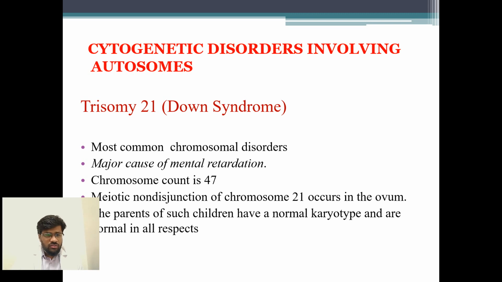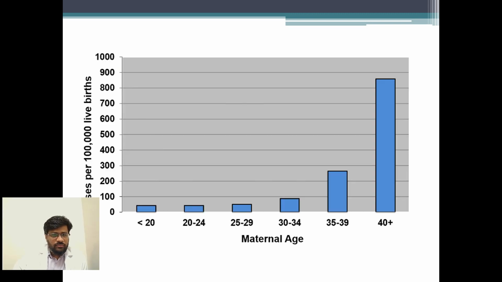It occurs in the ovum. Both of the parents of such children have a normal karyotype and they are normal in all other aspects. So there is a problem in the ovum, which comes into the daughter cell. This graph shows that as the maternal age increases, we see an increase in the incidence of Down syndrome. So increasing maternal age is one of the major risk factors.